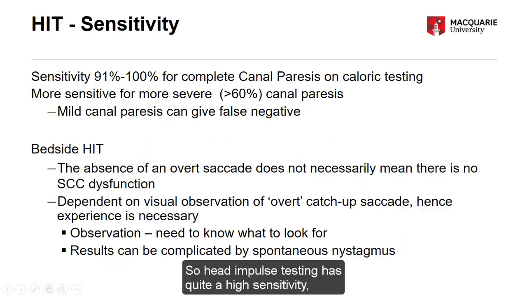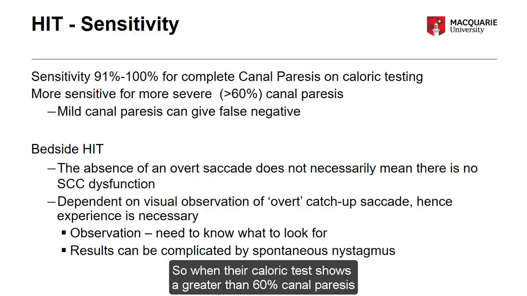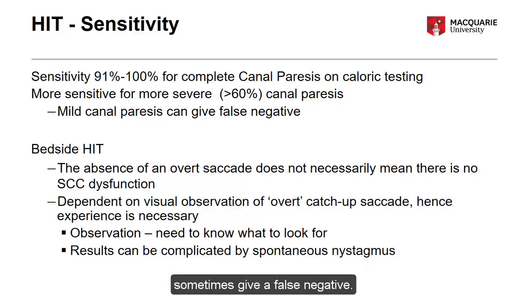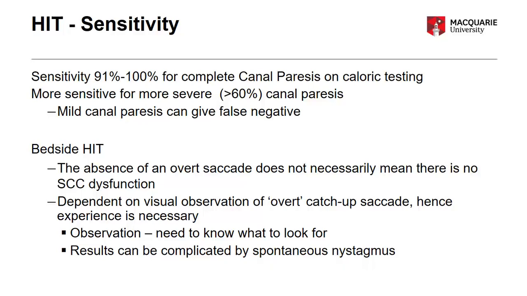Head impulse testing has quite a high sensitivity, especially for those individuals that have a complete canal paresis or a complete unilateral weakness on caloric testing. It's more sensitive for more severe canal pareses, so when their caloric test shows a greater than 60% canal paresis or a greater than 60% unilateral weakness. Mild canal pareses can sometimes give a false negative.